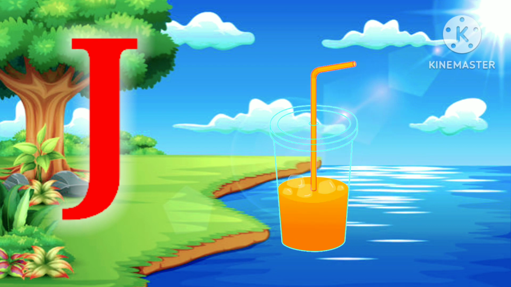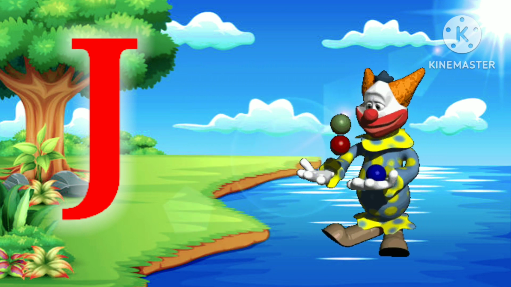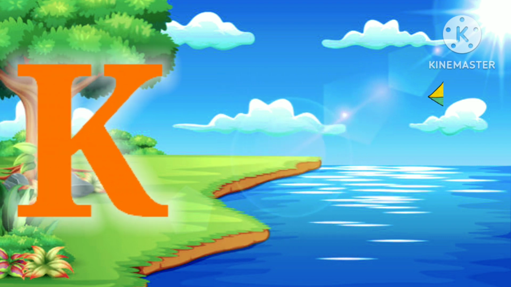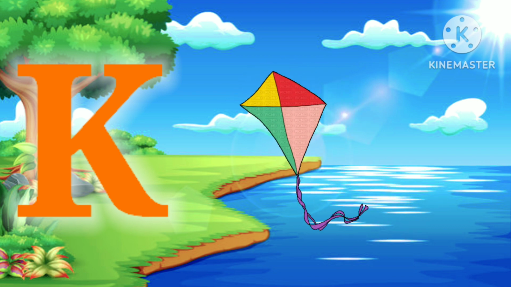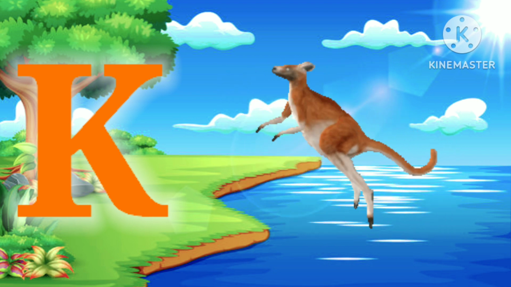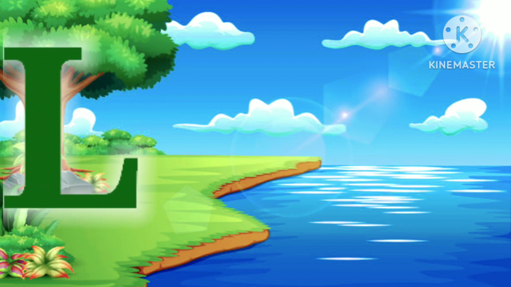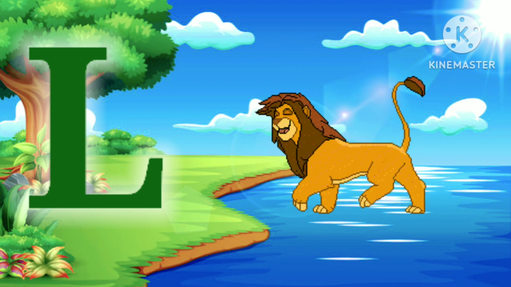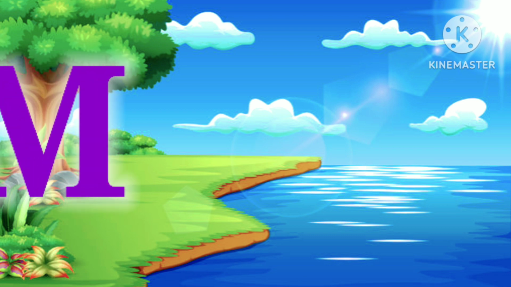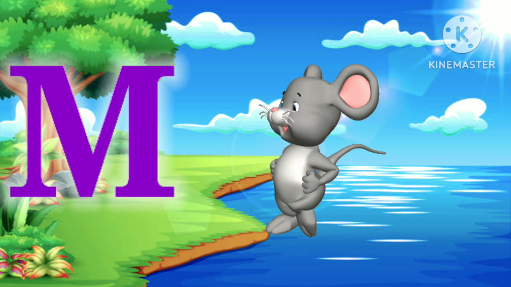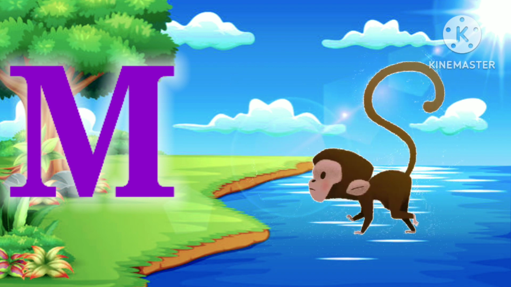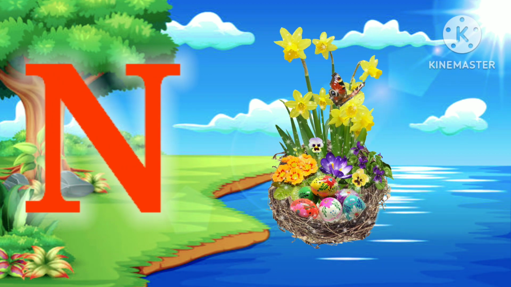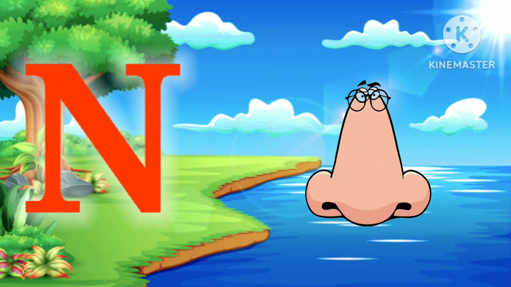J for juice. J for joker. K for kite. K for kangaroo. L for lamp. L for lion. M for mouse. M for monkey. N for nest. N for nose.